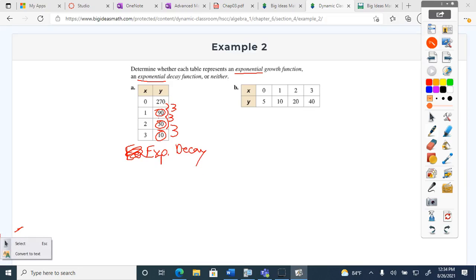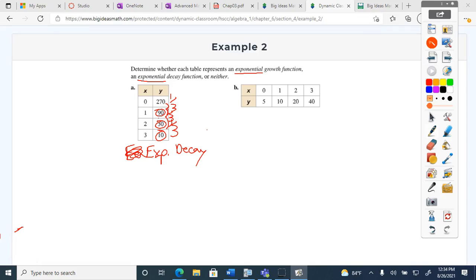Okay? It's like, really, we're multiplying by one third. That's what we're multiplying by. But multiplying by 1/3 is the same as dividing by 3. Everybody with me? Okay. What about here?